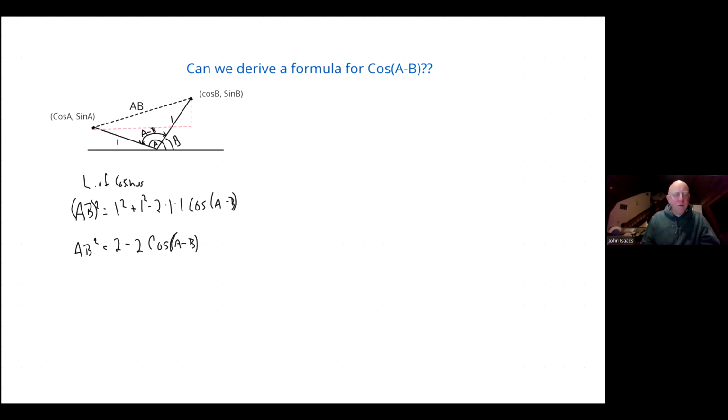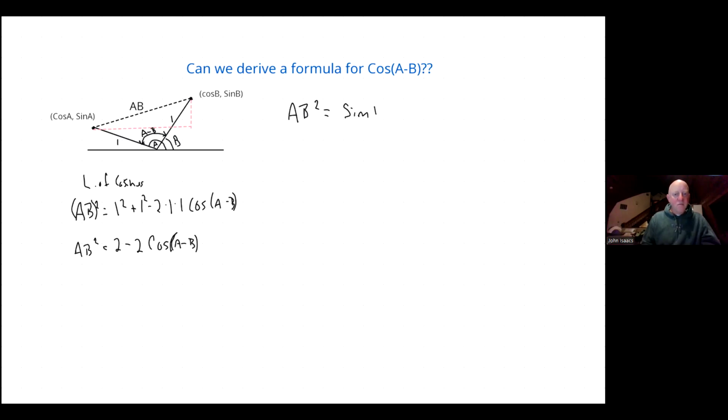So this way, or distance formula, however you want to think of it, AB squared would equal the height squared, which is going to be sine B minus sine A, right? Because these sine values are the y values of these points. So we have to subtract sine A from sine B.